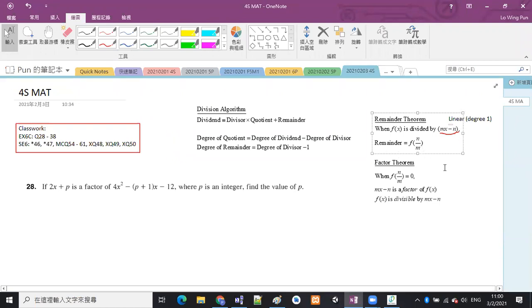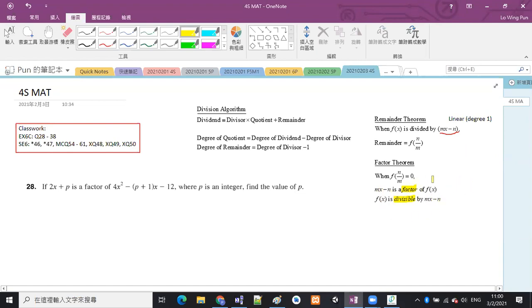And then the factor theorem is basically a special case of the remainder theorem. Okay, so that is when the remainder is calculated to be 0, then we can say that the divisor, mx minus n, is a factor of f(x), or on the other hand, f(x) is divisible by mx minus n. All you need to do is to identify these keywords: factor, divisible. Okay, so the first line and the second line are exactly the same, having the same meaning.